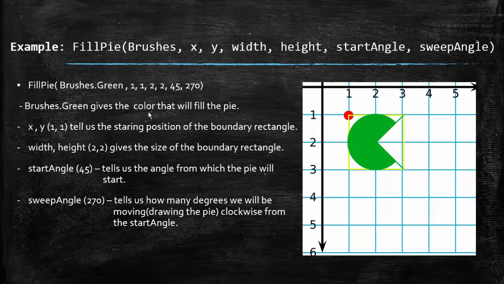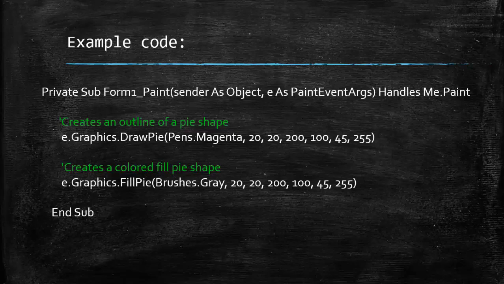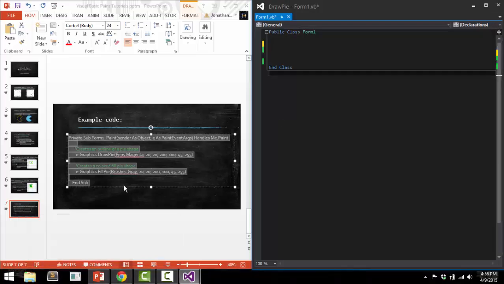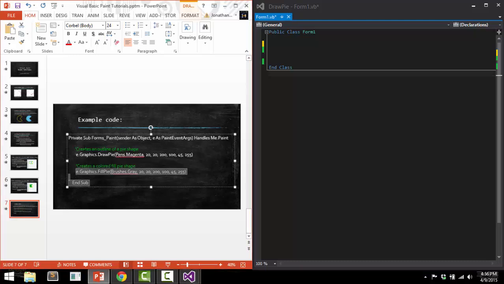In this example, we have the FillPie method, which works exactly the same as the DrawPie method, except that the pen's parameter is replaced with the brush's parameter. Here's an example code that we will be using in Visual Basic. Now I'll be copy pasting the code into a Windows form in Visual Basic to see the output.